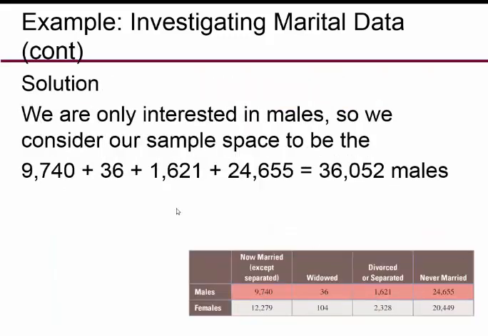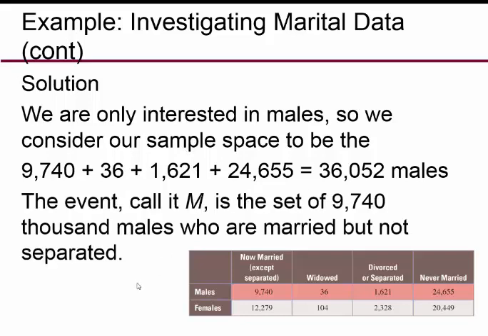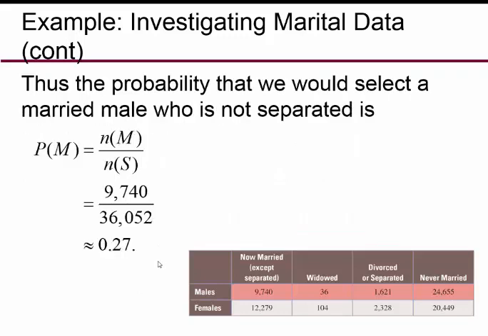20,449. So we're only interested in males, so we consider the sample space to be a total of 36,052 males. The event, which we call M, is the set of 9,740,000 males who are married but not separated. Then the probability is the number of males in this cell divided by the total sample space, which is going to be 0.27.